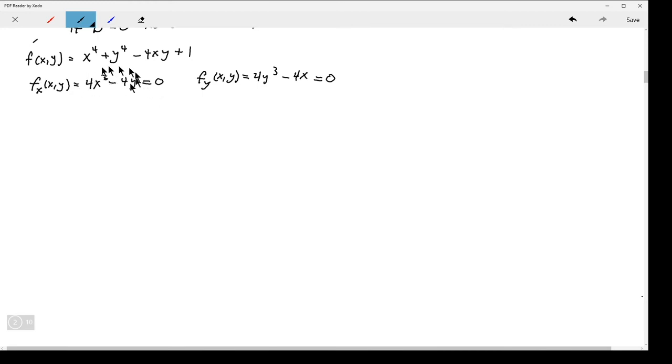So I'm just going to take this one and solve it for y. If I divide through by 4 and bring y over to the other side, I have y equals x to the third. I'm going to take this and drop it into this equation right here. That gives me 4 times, when I plug that in there, x to the 9th minus 4x equals 0. First thing I want to do is get rid of the 4.